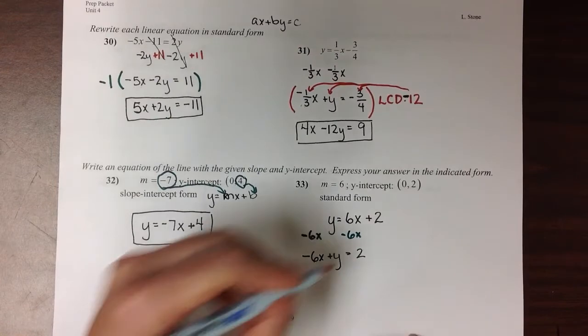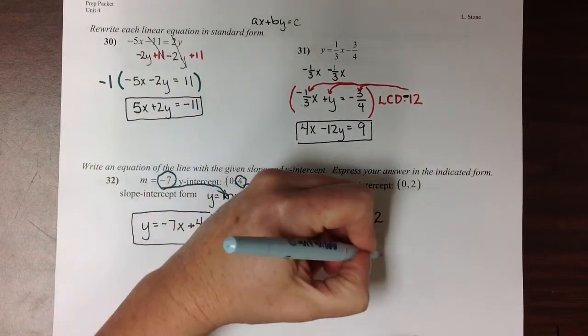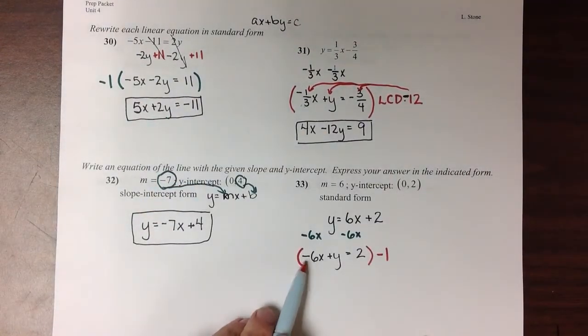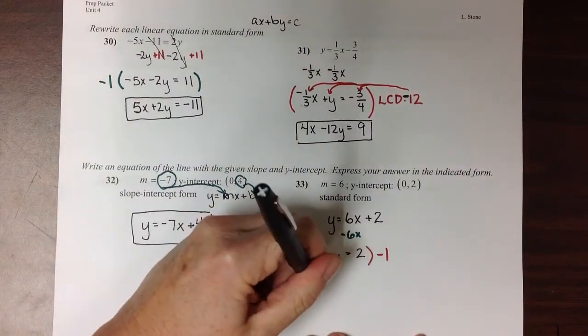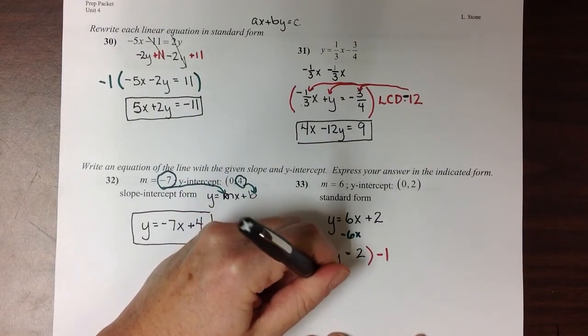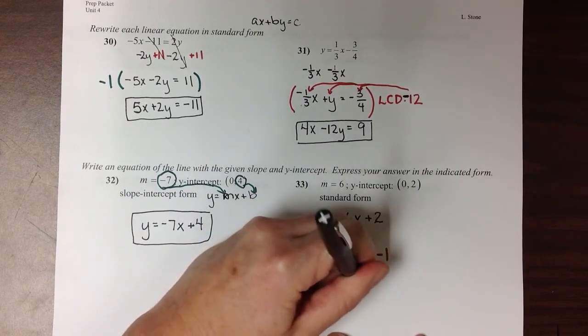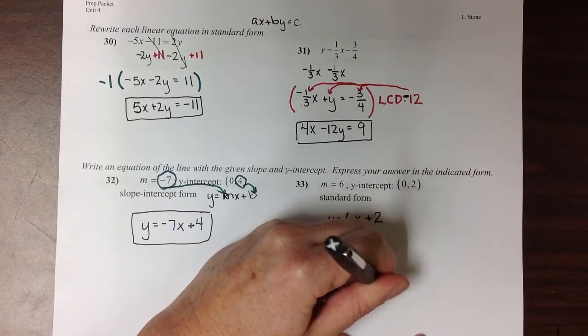Then I multiply through by a negative 1 in order to get that leading coefficient to be positive. So that gives me a final answer of 6x minus y equals negative 2.